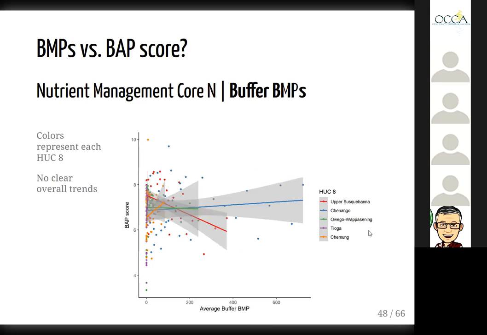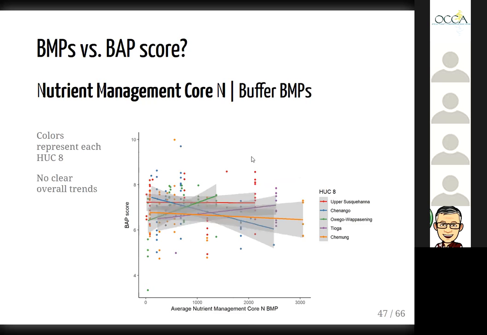And this is the same thing too for buffer BMPs. But again, this is even more difficult to show just because the number of BMPs that have been implemented for buffers has been much lower compared to nutrient management plans.